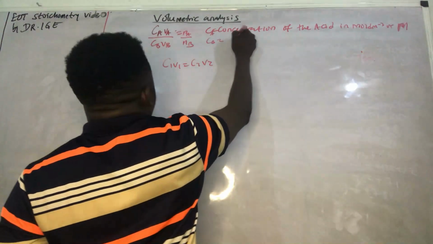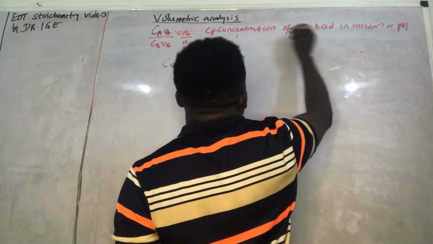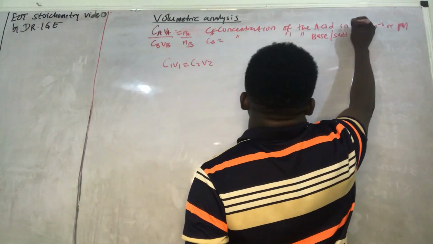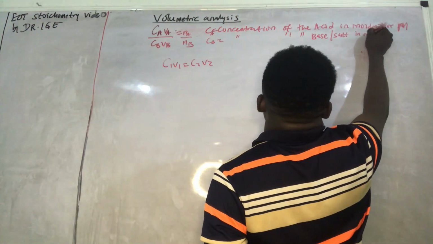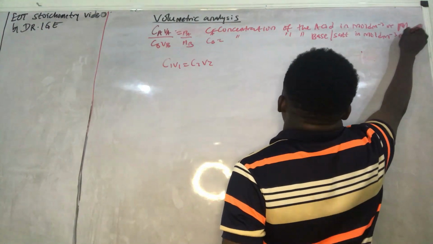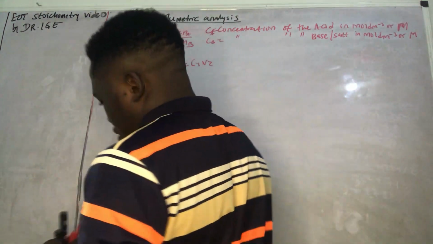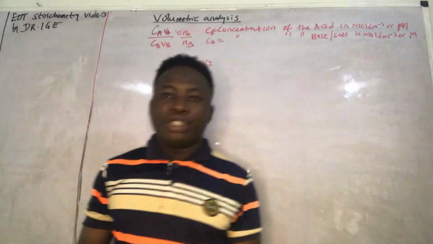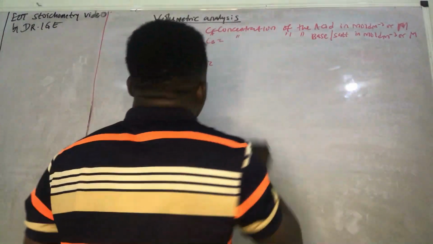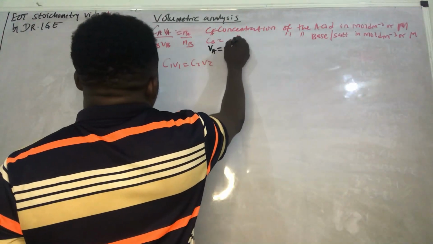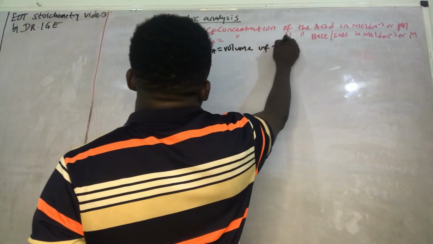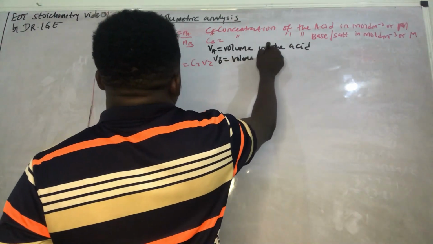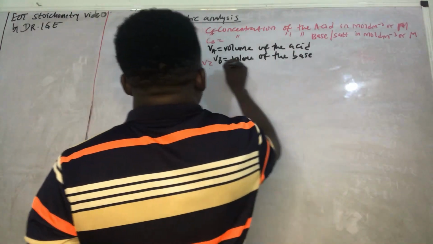Concentration of base is what? Concentration of the base or salt, in the same unit, mol/dm³. Why is it either salt or base? It's because titration can be between an acid and a base, or an acid and a salt. Then Va is what? The volume of the acid. Vb is the volume of the base.